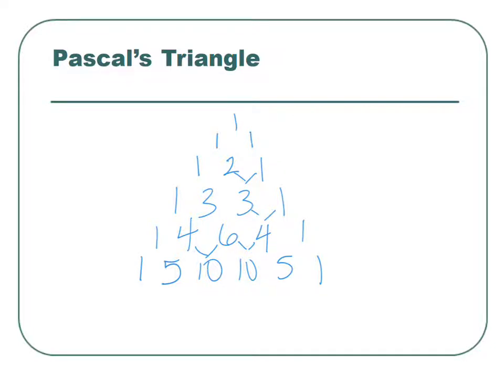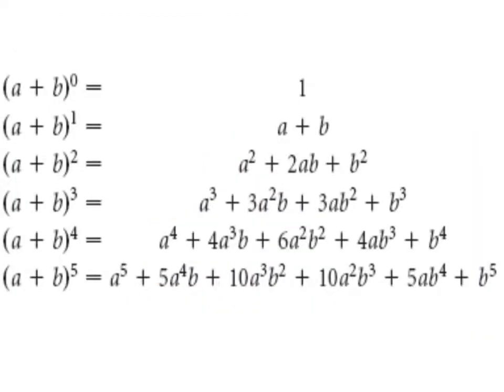All right, I'll do one more row. This is the 6th row. It goes 1, 6, 15, 20, 15, 6, 1. All right, so this is called Pascal's Triangle. You may be familiar with it. All right, so moving on.